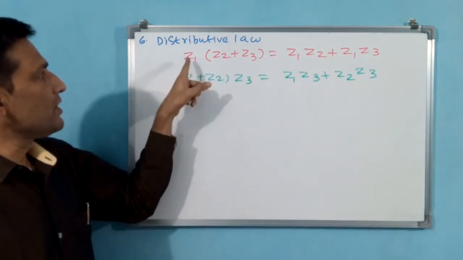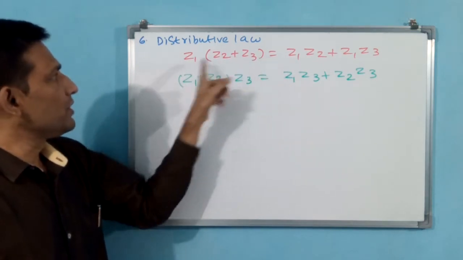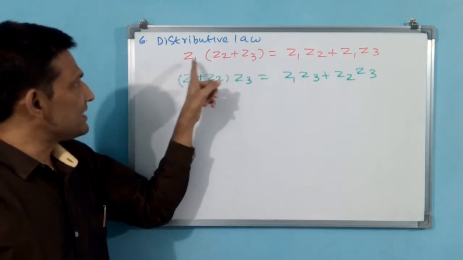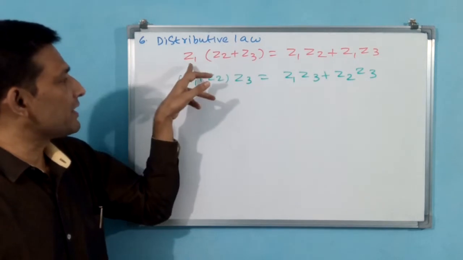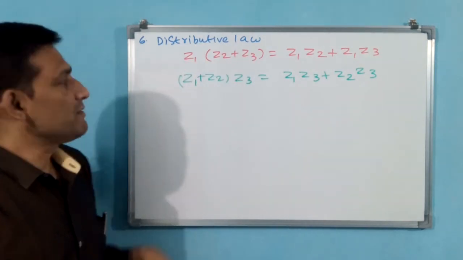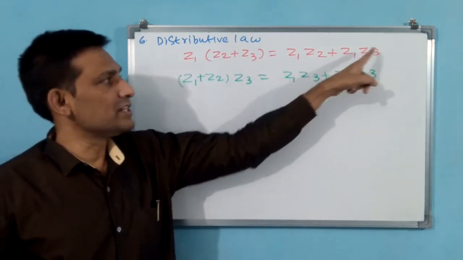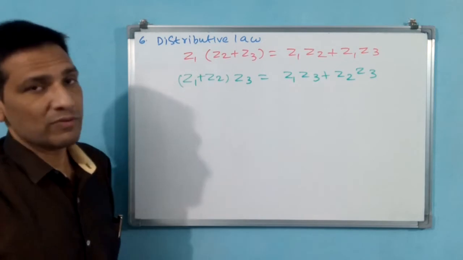You see here, Z1 of (Z2 plus Z3) is equal to Z1 Z2 plus Z1 Z3. Distribution is occurring. That means Z1 is distributing on Z2 and Z3 both. See, Z1 on Z2, Z1 on Z3 both. This is called distributive law.